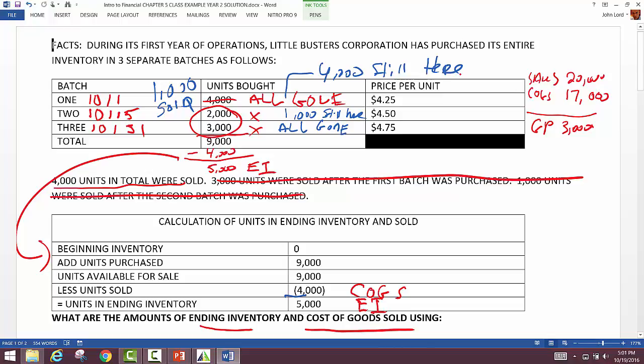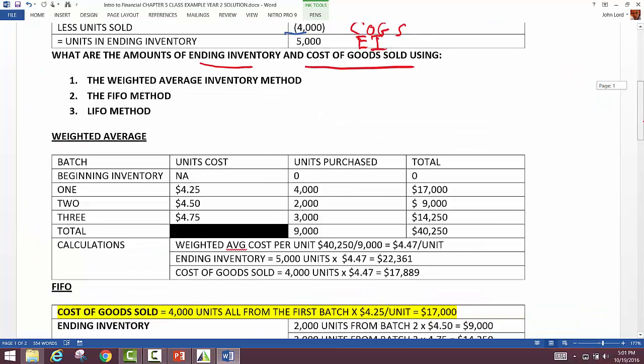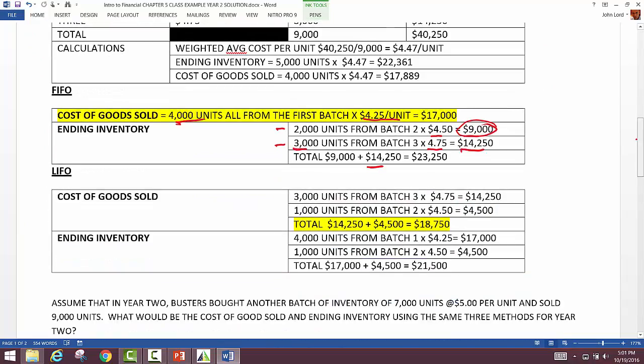Okay, so blue is now LIFO. Okay, and so you come down and you take a look at the LIFO situation. And with LIFO, now what happens? Well, let's get our cost of goods sold first, because that's what I'm going to ask you, cost of goods sold, and then I'm going to ask you ending inventory. Cost of goods sold is what? 3,000 plus the 1,000 units. The 3,000, we assume they sold all 3,000 of those from batch 3, didn't we? At $475. So that comes out at a cost of $14,250.